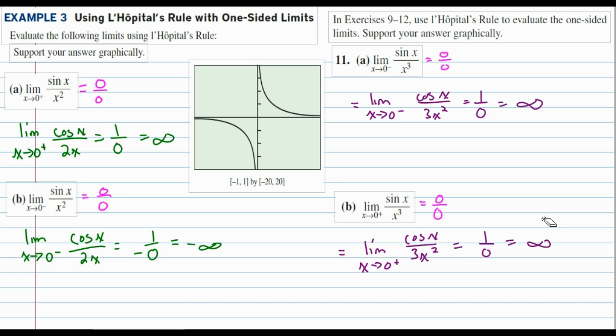Now let's check that graphically. By graphing the original function in y1, you can see that the limit as x approaches 0 from the left is positive infinity, and the limit as x approaches 0 from the right is also positive infinity.